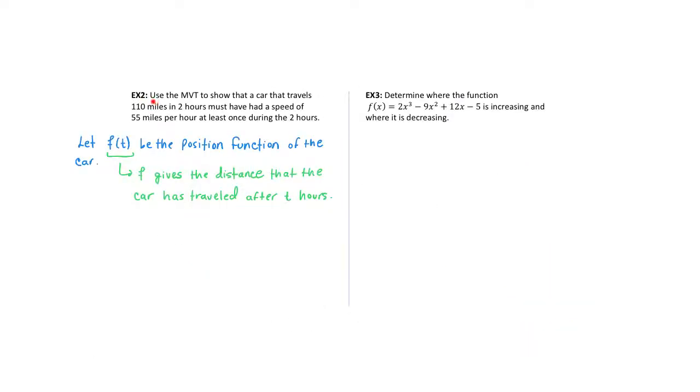Question number 2 is asking us to use the mean value theorem to show that a car that has traveled 110 miles in 2 hours must have had a speed of 55 miles per hour at least once during that 2 hours. In order to begin the problem, I let f of t be the position function of the car. Specifically, f gives the distance that the car has traveled after t hours. So after t hours, plug in the value of t in the function, and you're going to get that distance.